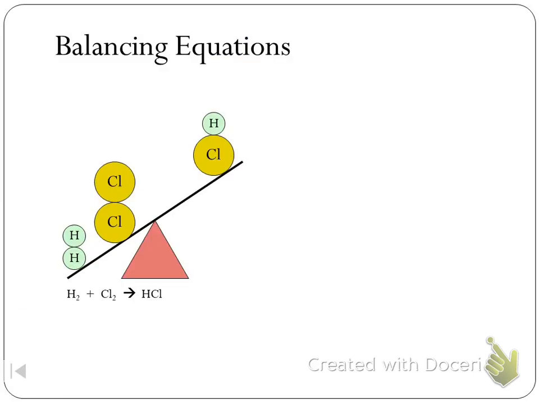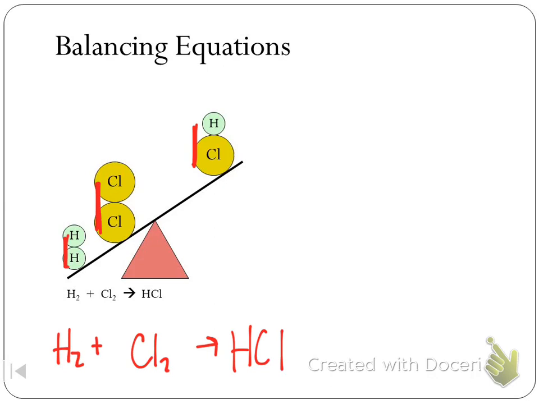Reaction. Let's look at this reaction down here. H2 plus Cl2 yields HCl. I'll write it a little bit bigger. So right now, this picture is what's going on currently. We have 2 hydrogen atoms, 2 chlorine atoms on our reactant side, and on our product side we have 1 of each. So is that a balanced formula? No.